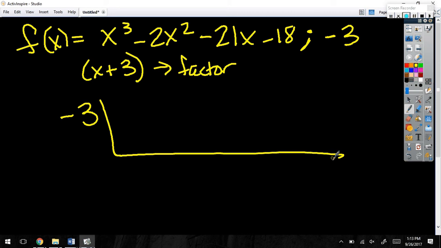Okay, let's divide. Same sign as the zero, opposite sign of the factor. See, this is my zero. I was given a zero, so it's the same sign as the zero. But if I look at the factor, it's the opposite sign of the factor. Okay? Give me the coefficients. 1, 1, -2, -2, 1, -18. Good job. Bring down the 1.